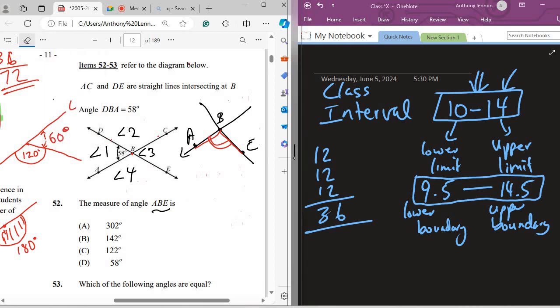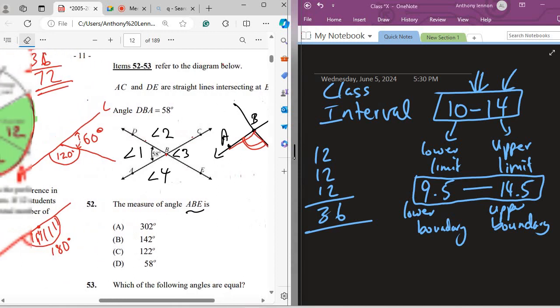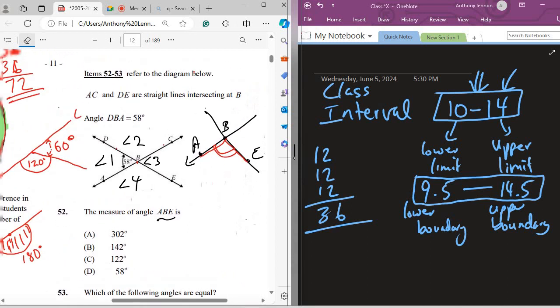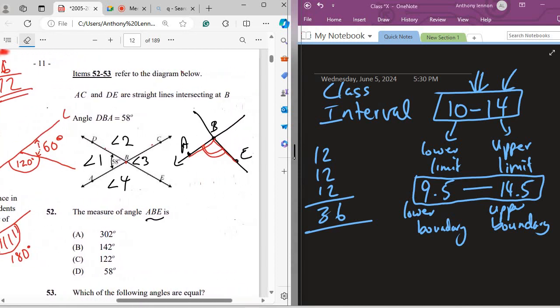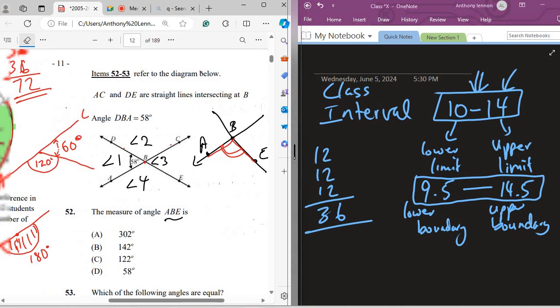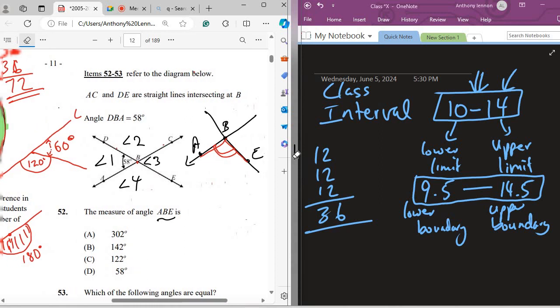And that angle itself makes what angle with 58? It's an angle on a what? Is it vertically opposite or is it an angle on a straight line? Which one is it? What's the relationship between that angle and 58? Angle on a straight line or vertically opposite?